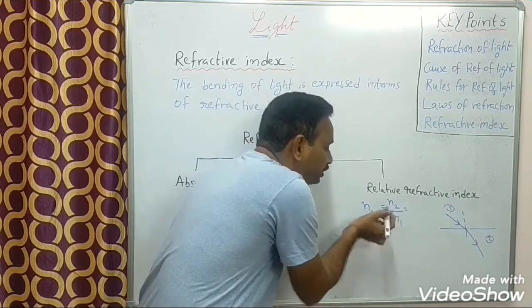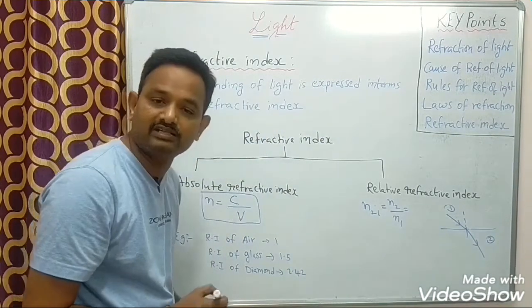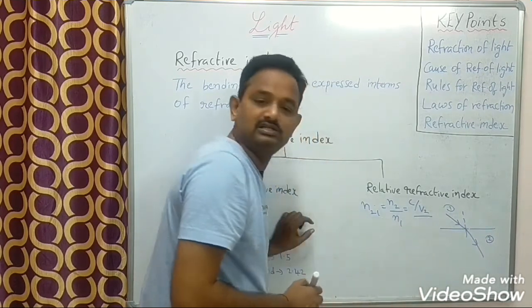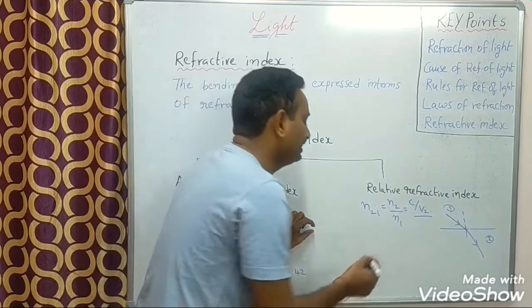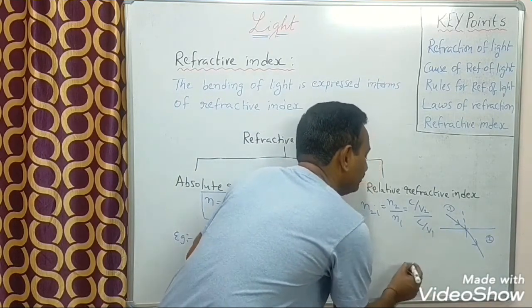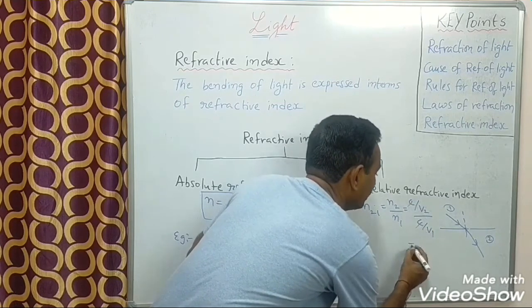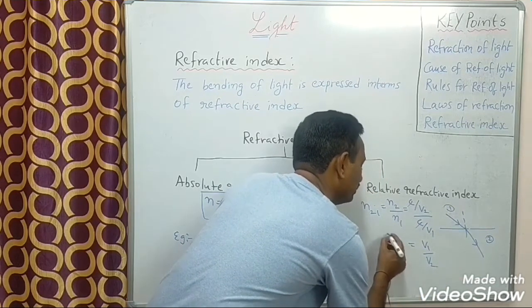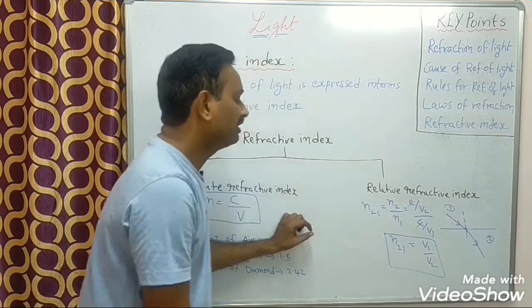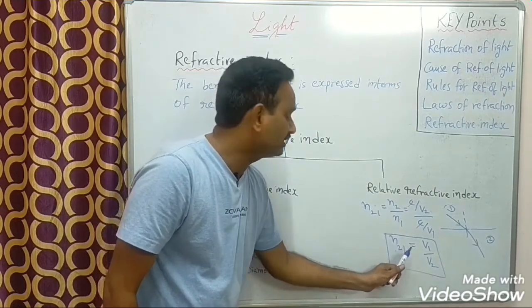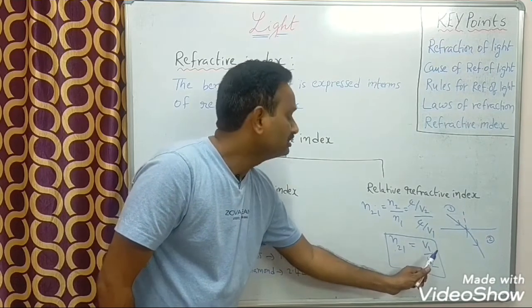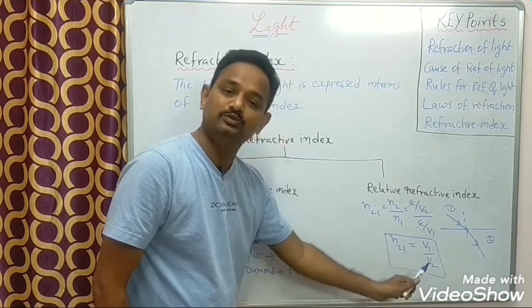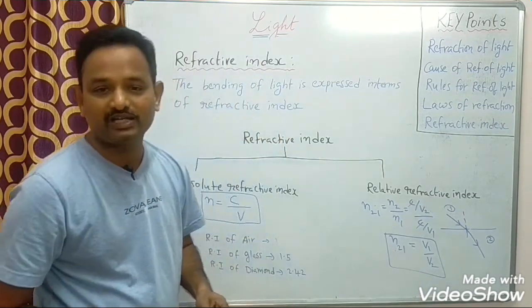But here n2 in terms of absolute refractive index I will write as c by v2, and n1 as c by v1. So c and c cancel here. So what will you get? You will get v1 by v2. So n21 is equal to v1 by v2. That means the refractive index of 2 with respect to 1 is equal to the speed of light in medium 1 to the speed of light in medium 2. That's about relative refractive index.